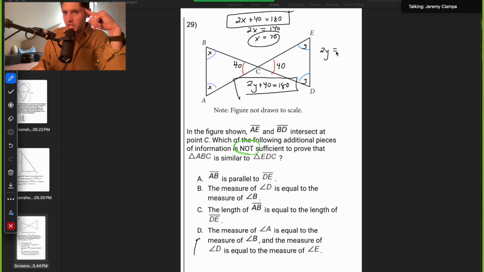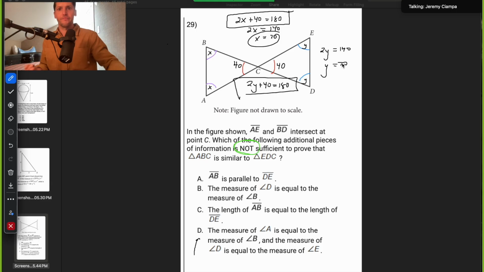2y by subtraction is equal to 140. I subtracted 40 from both sides. Now I'll divide by 2. y is 70. Right? We've got it. y and x are the same. It turns out this very oblique fact is sufficient.